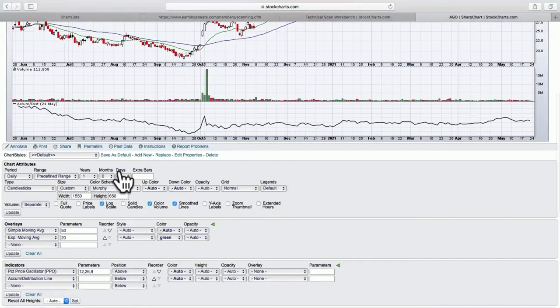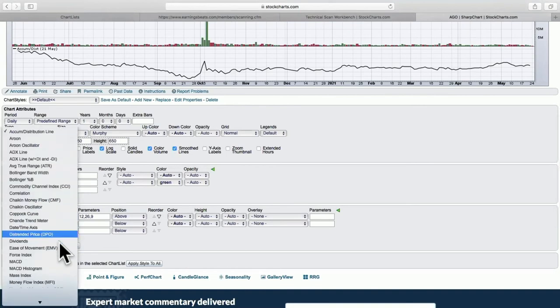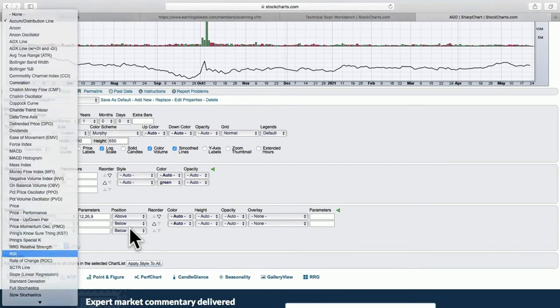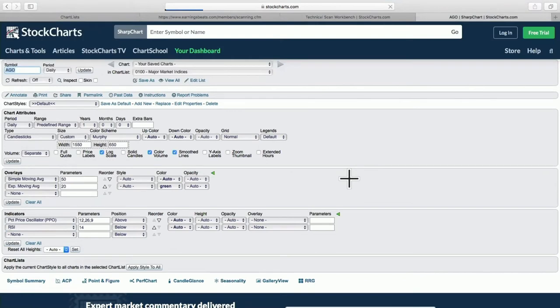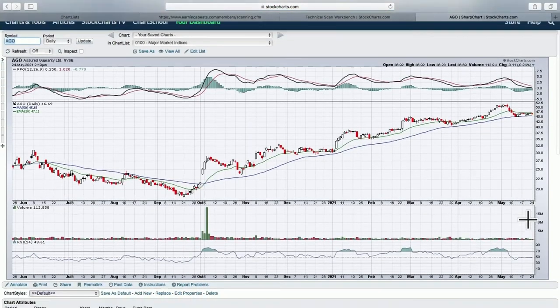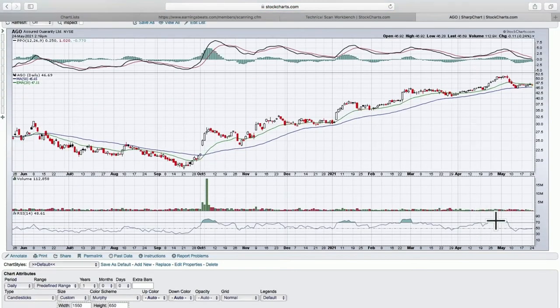So again, let me swap out the accumulation distribution with the RSI, update the chart. And here you can see, do you see how overbought we were on AGO? We had broken out, we got up to $51, $52 a share. But the problem is if you jump into a stock at this level, you run the risk of just a normal pullback to the 20-day or maybe even the 50-day moving average. And the problem is you're committing your capital for that period of time while it's downtrending.